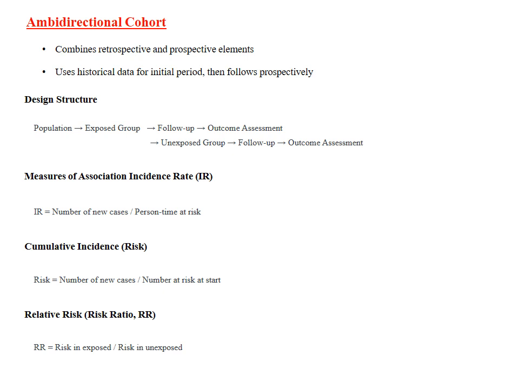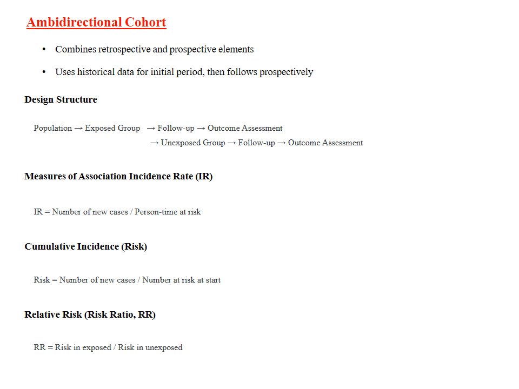What will be the design structure? First, the population, exposed group, follow-up, outcome assessment. Unexposed group, follow-up, outcome assessment. Measures of association: incidence rate, IR equals number of new cases divided by person-time at risk. Cumulative incidence, risk equals number of new cases over number at risk at start. Relative risk, RR equals risk in exposed over risk in unexposed.